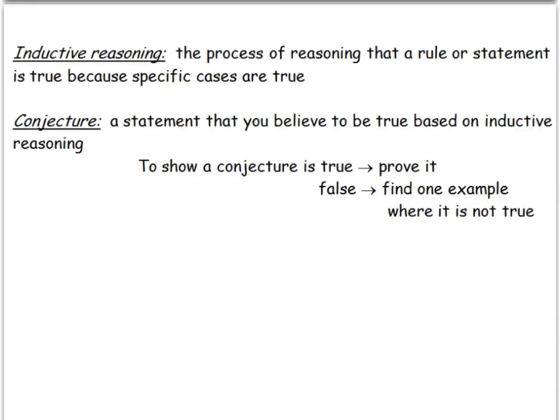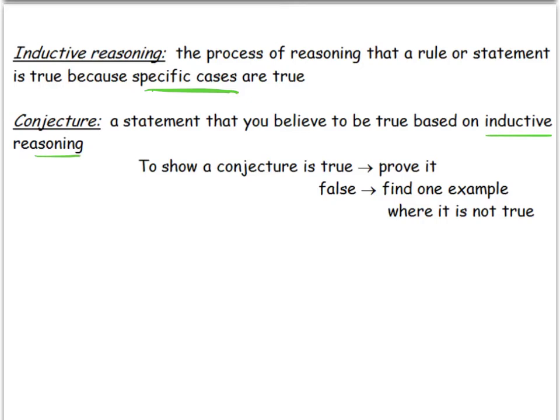So the previous example kind of led us into what inductive reasoning is. Inductive reasoning is the process of reasoning that a rule or a statement is true because we know that specific cases are true. So how does this play a role when we talk about a conjecture? Well, a conjecture, which we're going to work a lot with in this chapter, is a statement that you believe to be true based on what you've used through inductive reasoning.